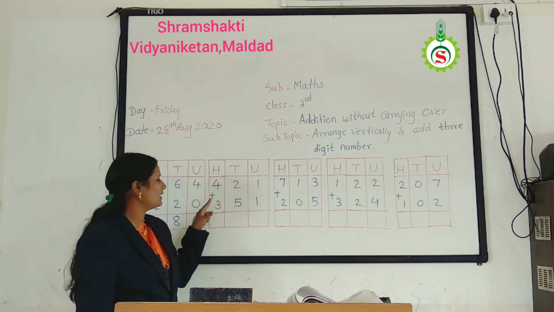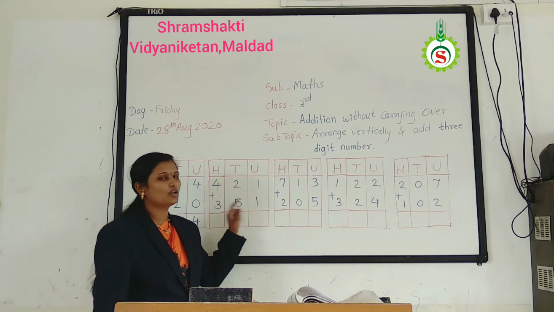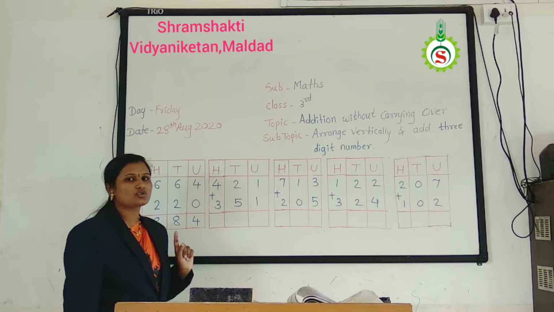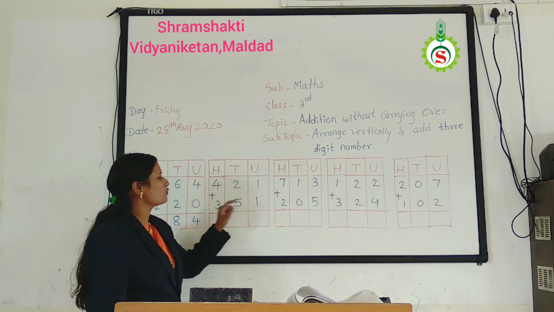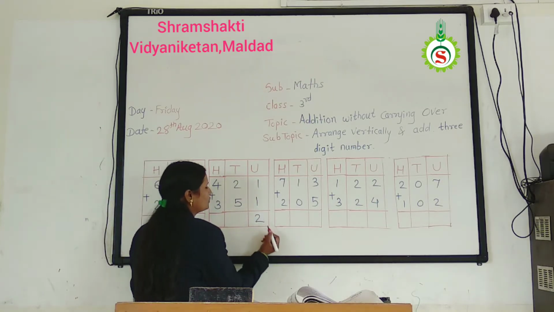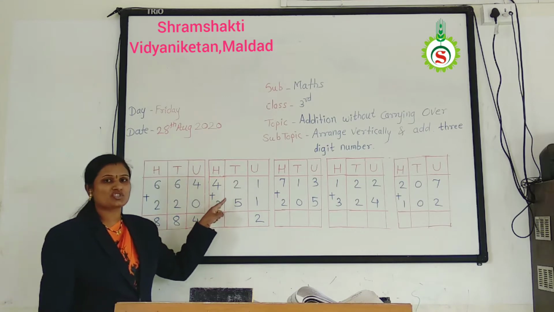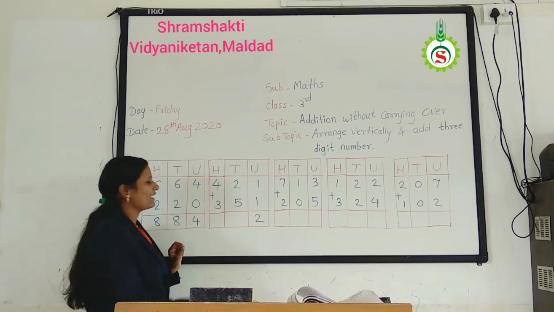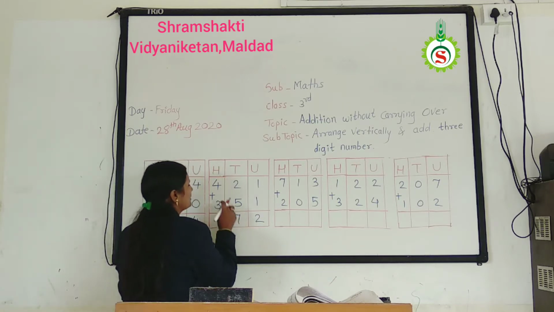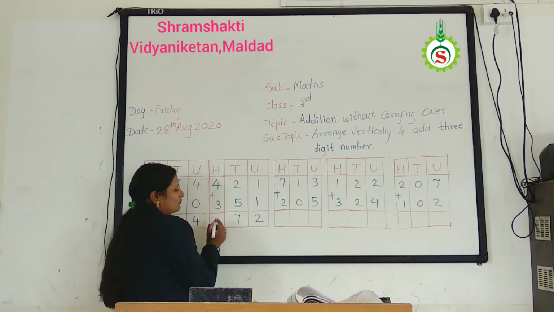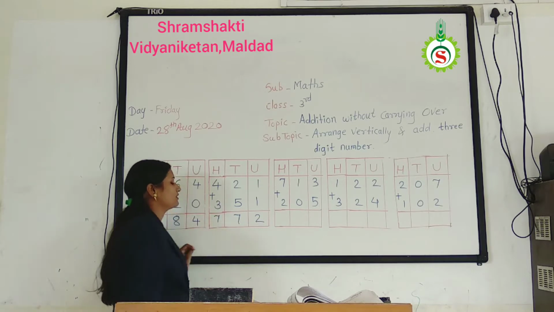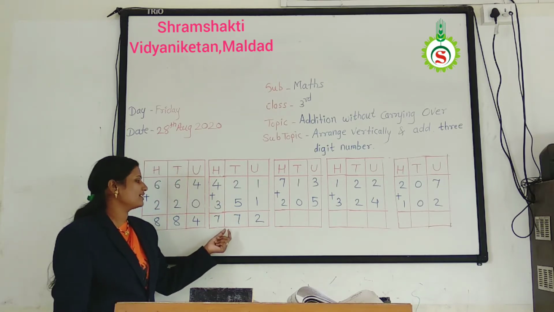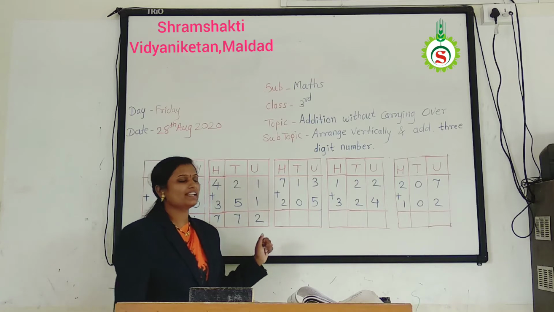421 plus 351. You see first unit column. 1 plus 1, 2. Write down 2. Then you see next which column? Tens column. 2 plus 5, 7. Write down 7. 4 plus 3, also 7. We get 772. See the next example.